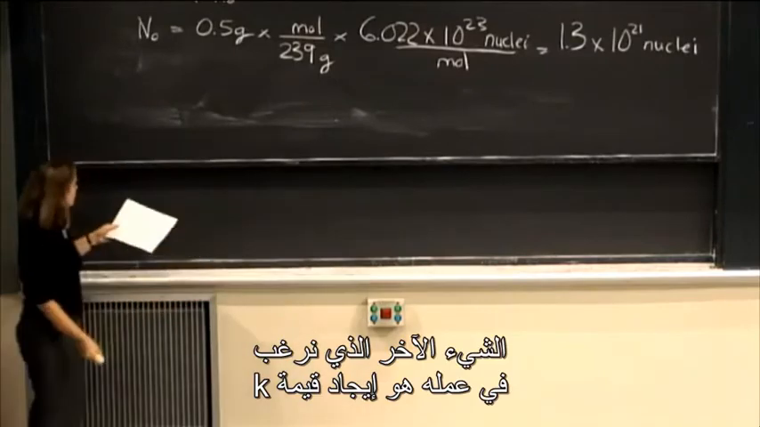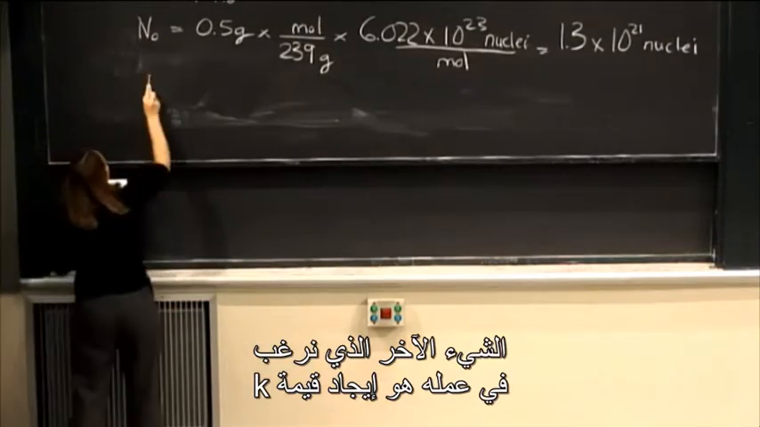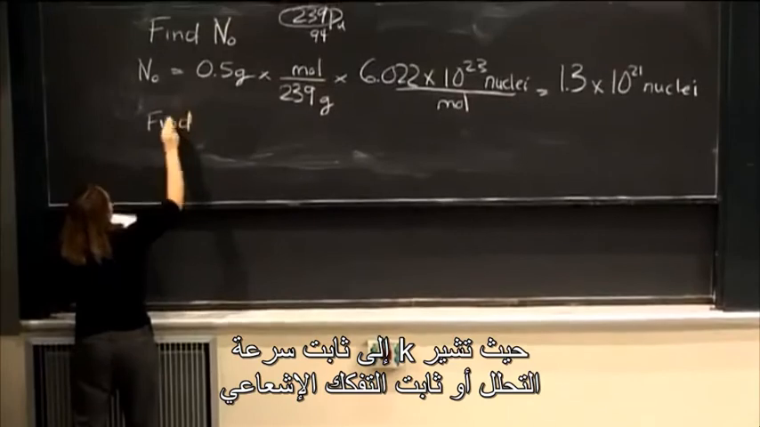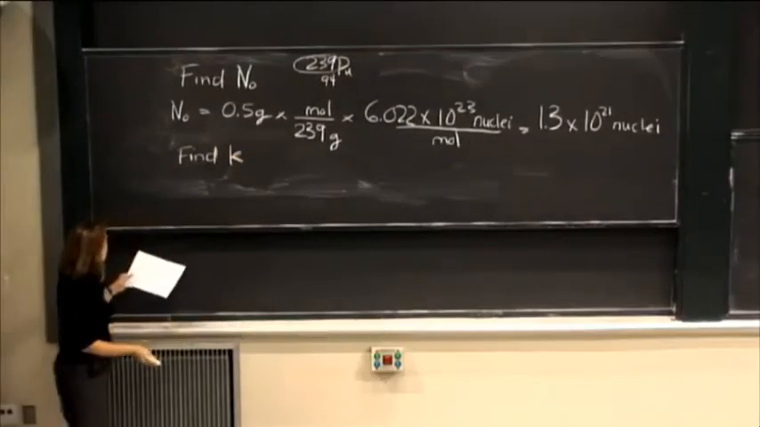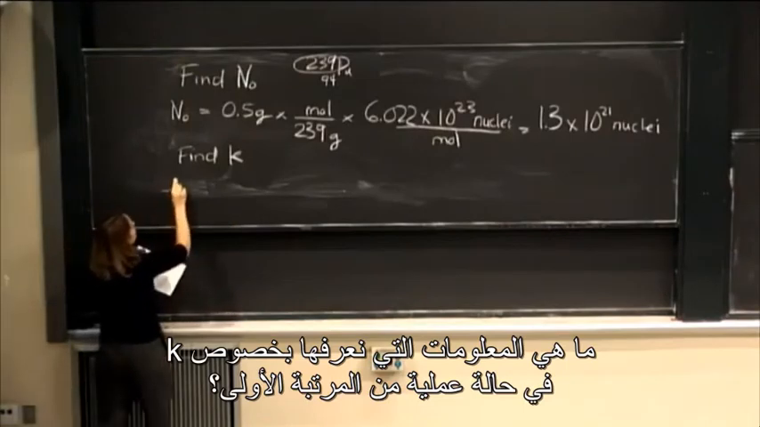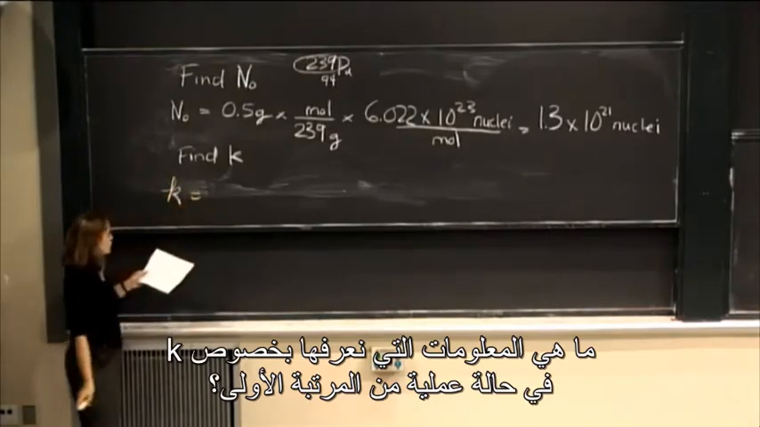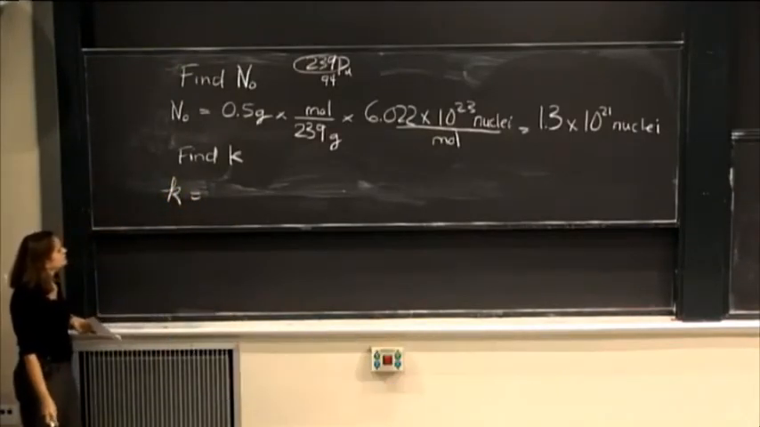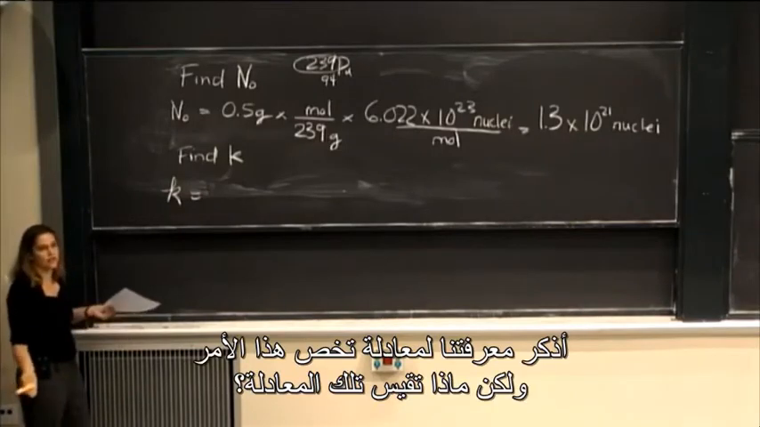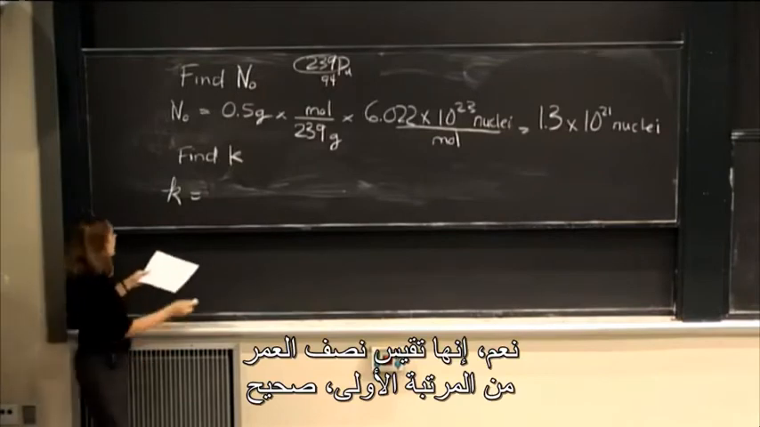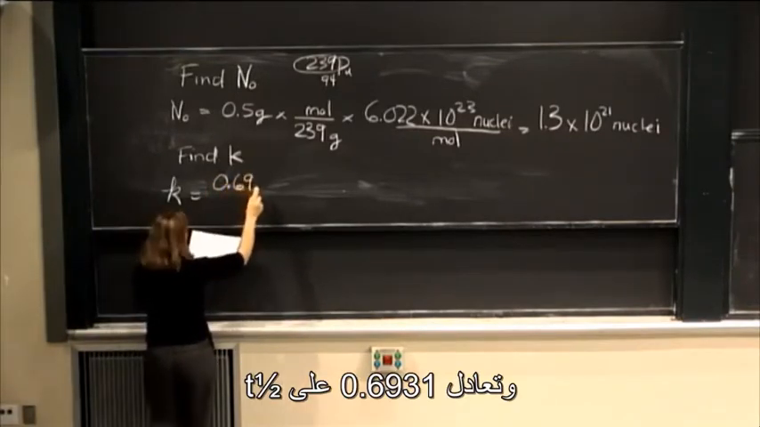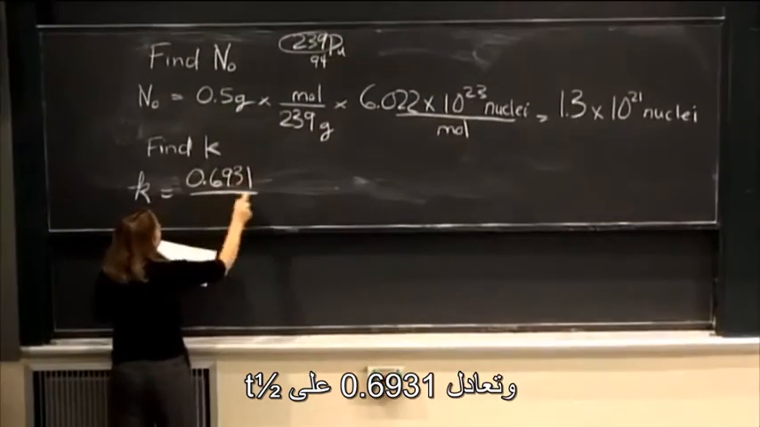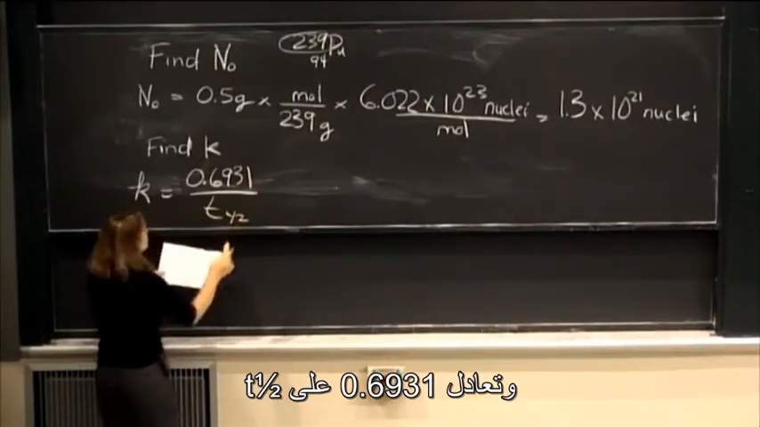The next thing we're going to want to do is find k. And k is our rate constant for decay, or our decay constant. So what do we know about k for a first order process? We know the equation for what? For first order half-life, right. So that's 0.6931 over t half.